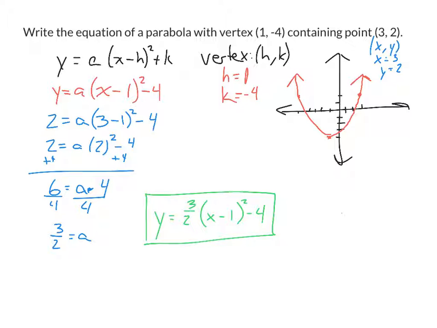So this is the method that we're going to use to write the equation for a parabola when we know the vertex. And since we know the vertex, it makes sense to use the vertex form for our parabola. All right, so for right now, we are done.